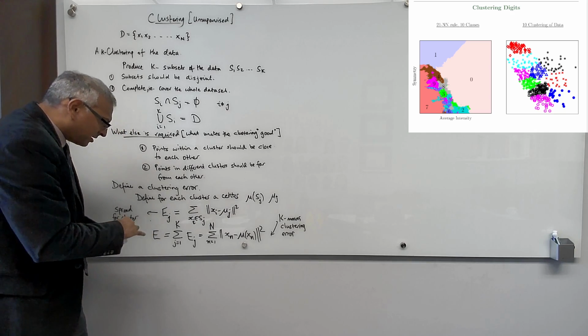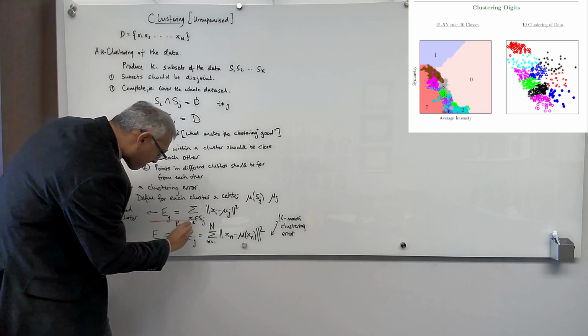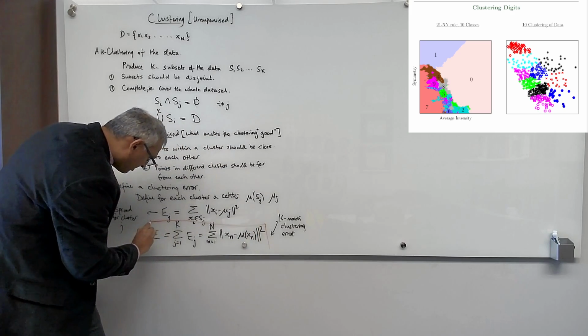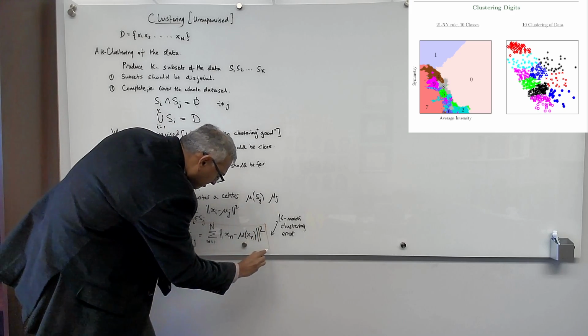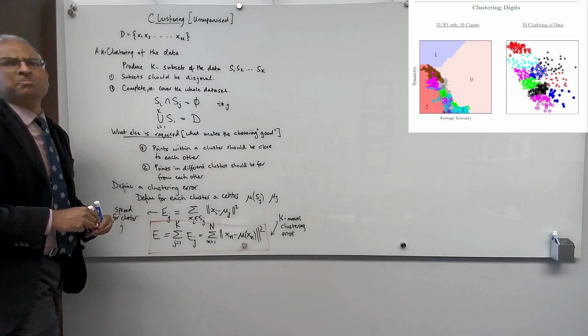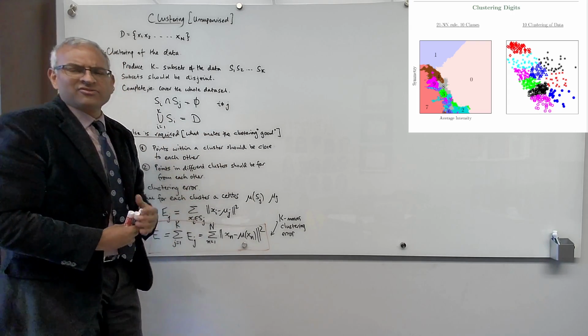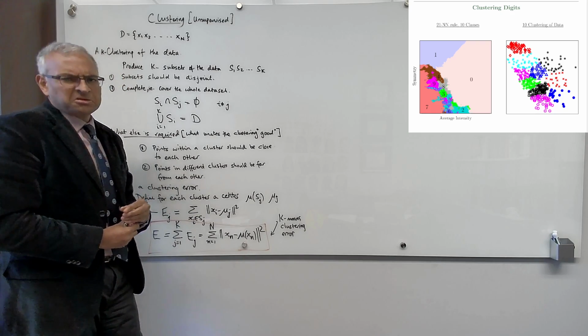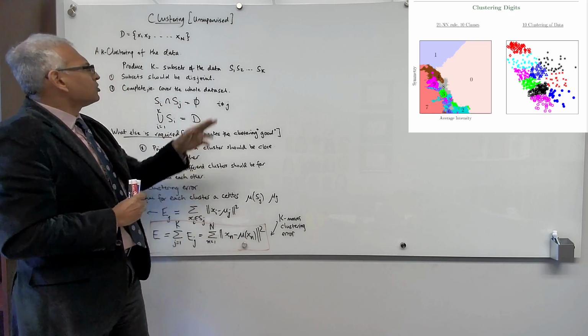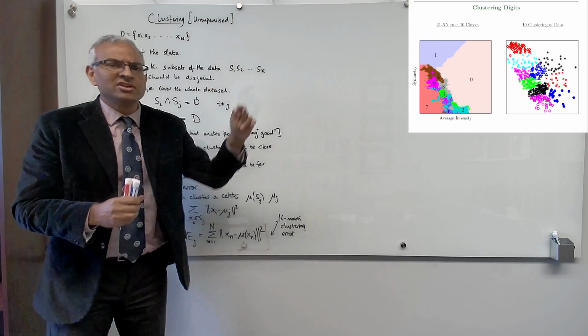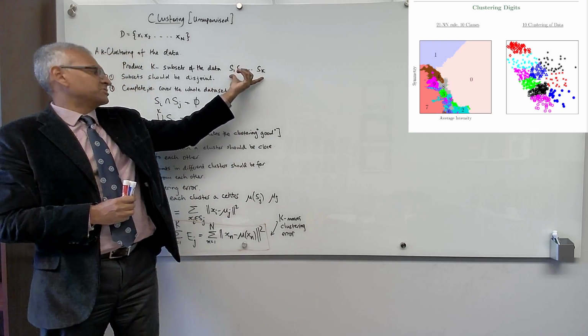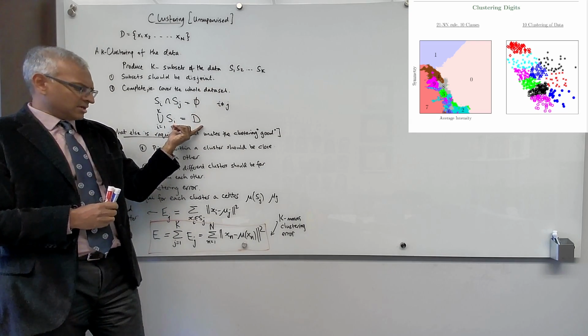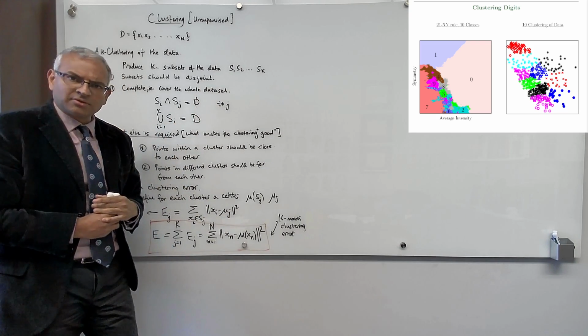So let me box this. Okay, I'll box it in red. So this is the k-means clustering error. Very simple, very intuitive clustering error. And the task is simple, right? Output a clustering of the data, which is a collection of k subsets that are disjoint and cover the data, that minimizes the clustering error.